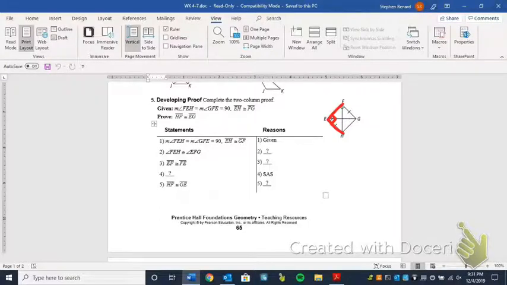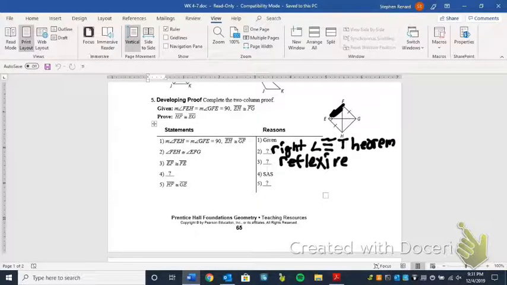So we have our givens. Then it says that angle FEH, that right angle right there, and angle EFG, that right angle right there, are congruent. Well, how do we know the two right angles are congruent? The right angle congruency theorem. Next, on number 3, it says EF is congruent to FE. Take about 2 minutes. Try and figure out what that is. And it is the reflexive property. Remember, the reflexive property says that one side is congruent to itself.